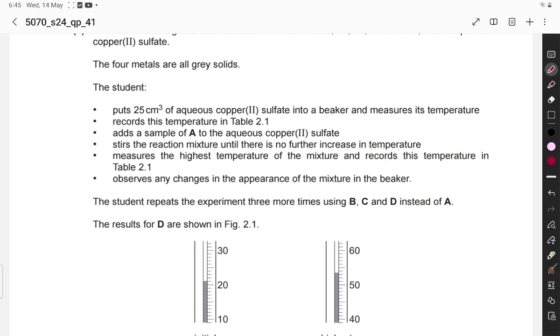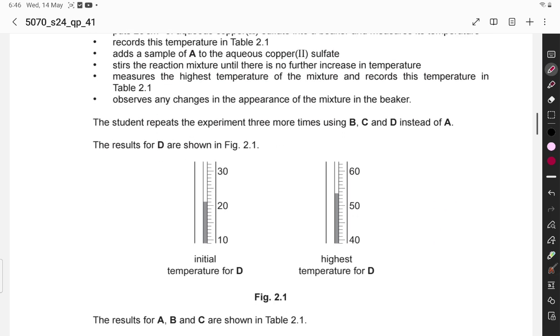Stir the reaction mixture until there is no further increase in temperature. Measure the highest temperature of the mixture and record it in table 2.1. Observe any changes in the appearance of the mixture in the beaker. The student repeats the experiment 3 more times using B, C and D instead of A. The results for D are shown.